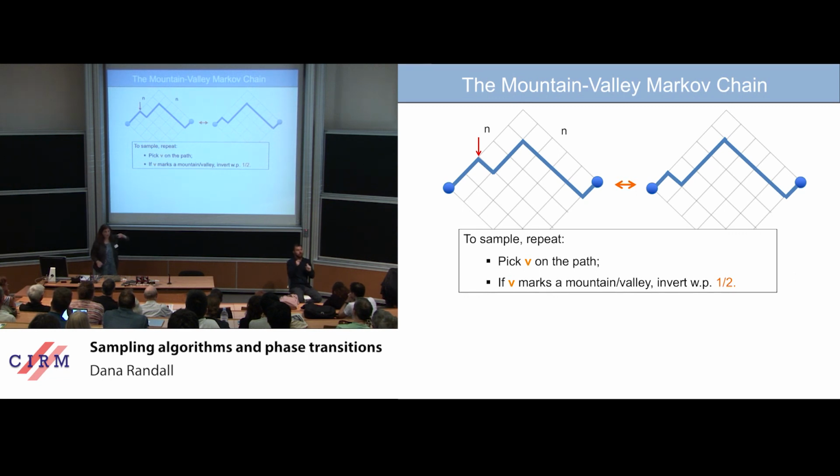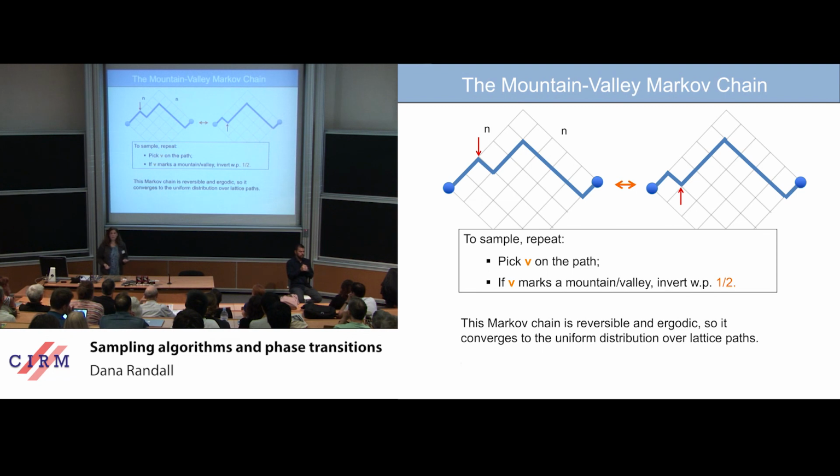I'm going to demonstrate that in a second, but this is the algorithm: I drop a vertical line uniformly from left to right. If it's a peak, I'm going to flip it down to a valley with probability 1/2 and keep it where it is with 1/2. And if it was a valley, I'll flip it back or keep it the same. Okay, very simple. So this is a reversible Markov chain.